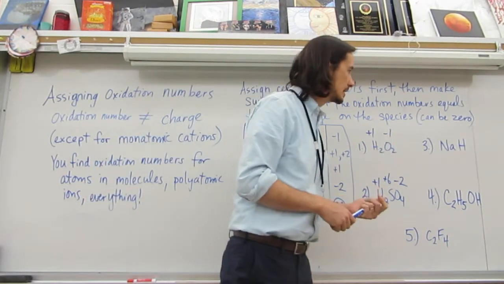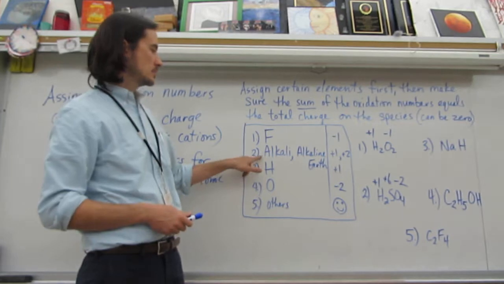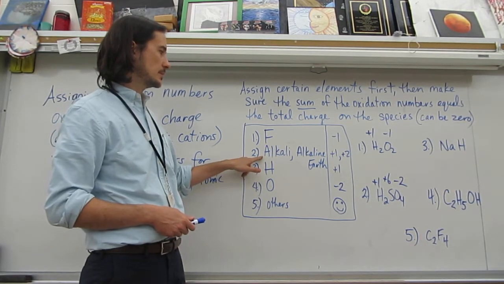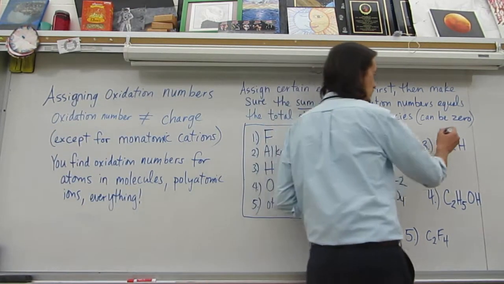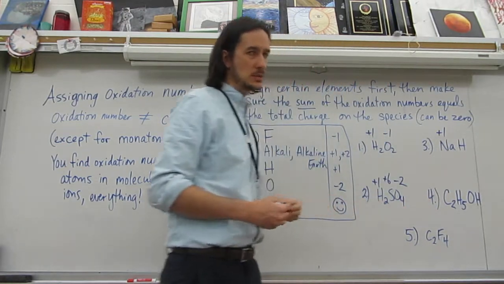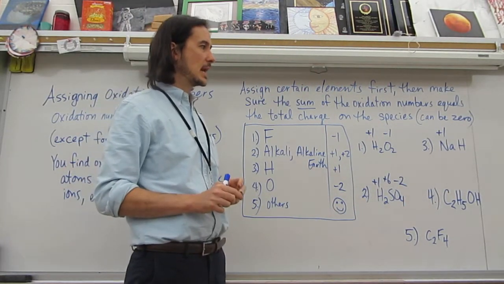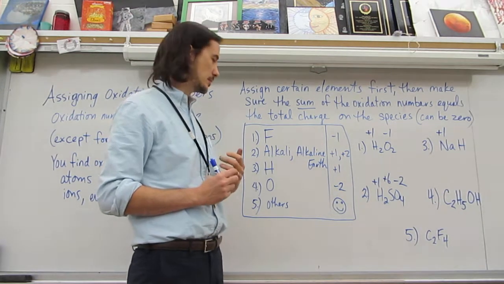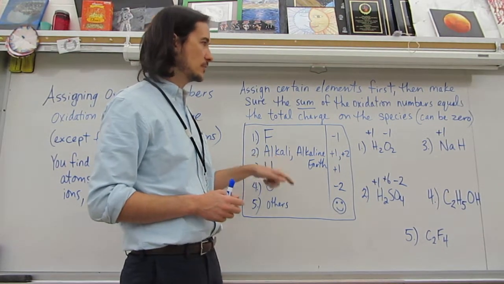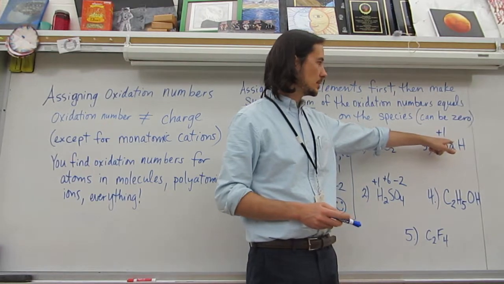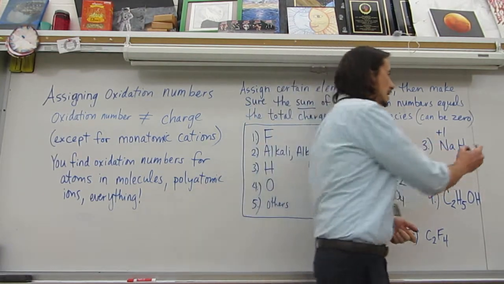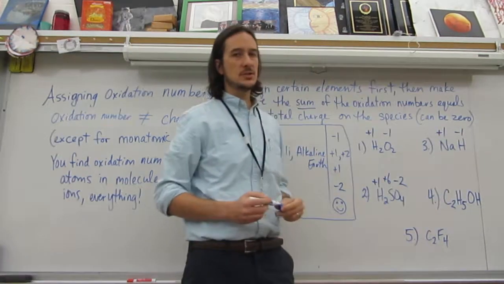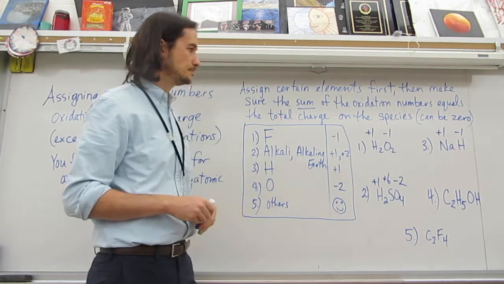Number 3, we've got NaH. Sodium is an alkali metal, so that gets its +1 first. And so this is the only type of case where you're going to get hydrogen that doesn't have a positive oxidation number, because the alkali metal went first. This has to add up to 0, so the only way for that to happen is if the oxidation state on hydrogen is -1.